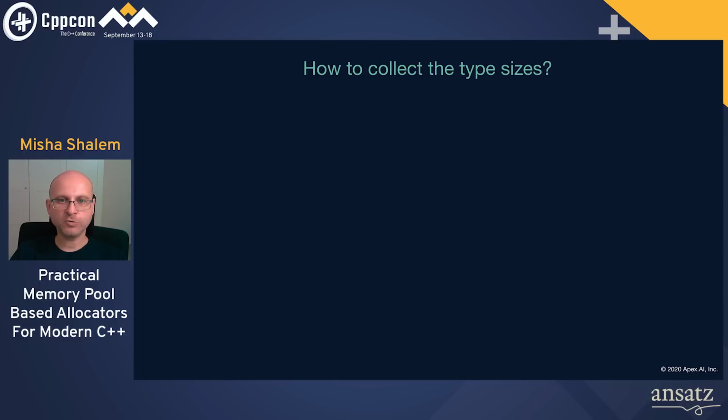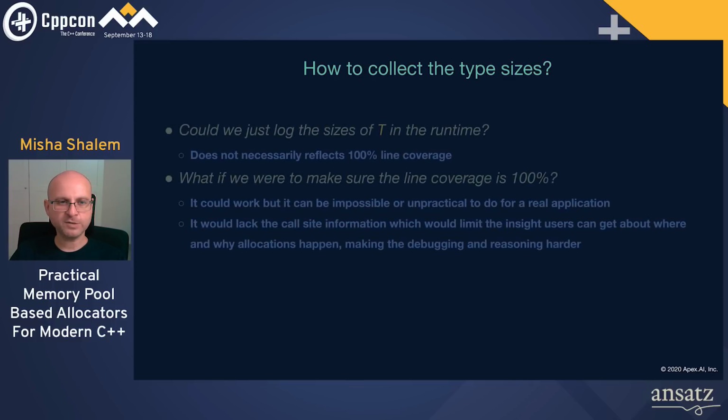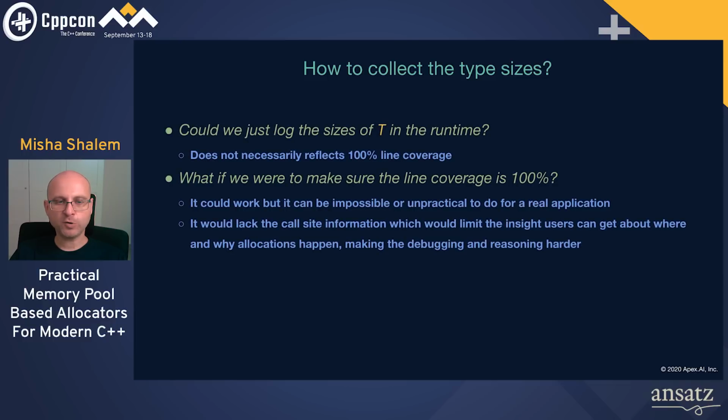Now, how do we collect the type sizes? Of course, we could just put something like std::cout and print the size here. But it wouldn't be ideal. And the reason is, first of all, we kind of need 100% line coverage, because some allocations may happen rarely or under some circumstances. But it's doable. We can get this coverage. Maybe it's impractical, it may even be impossible in some applications, but maybe we can do that.